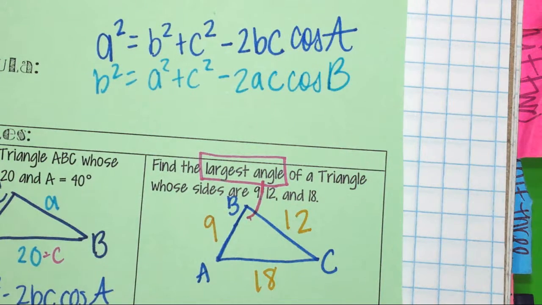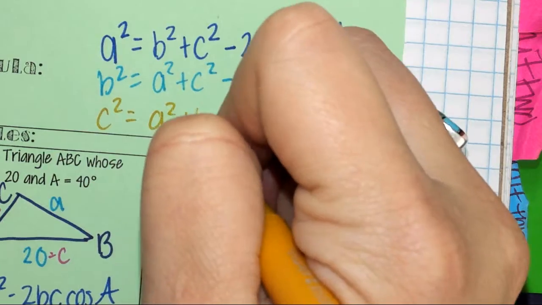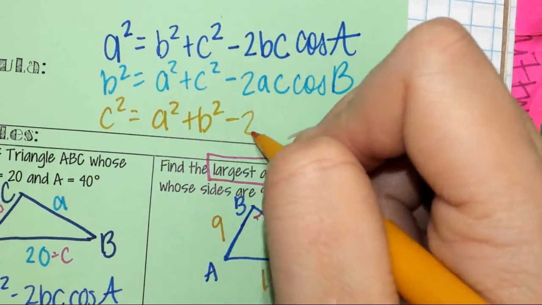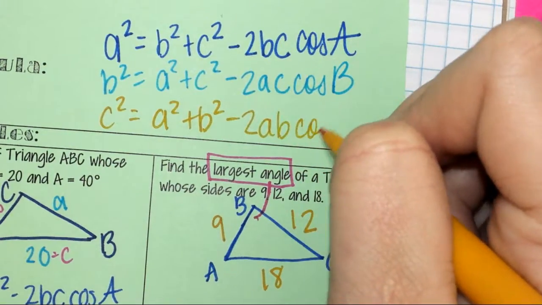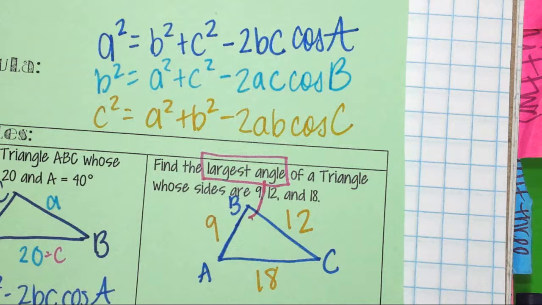Now, what if we were looking for angle C? What would we have to do? C squared equals A squared plus B squared minus 2AB cosine C. Awesome. Good job, guys. Take a point. We have to show all that. These are three different formulas.